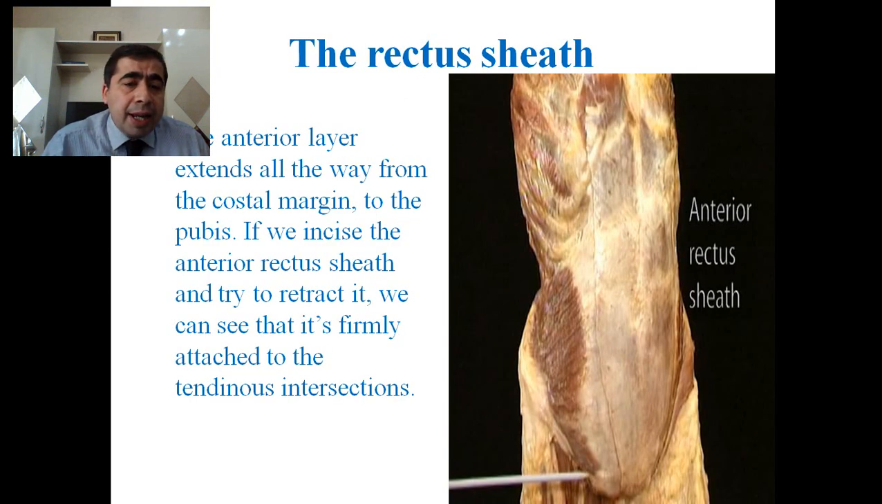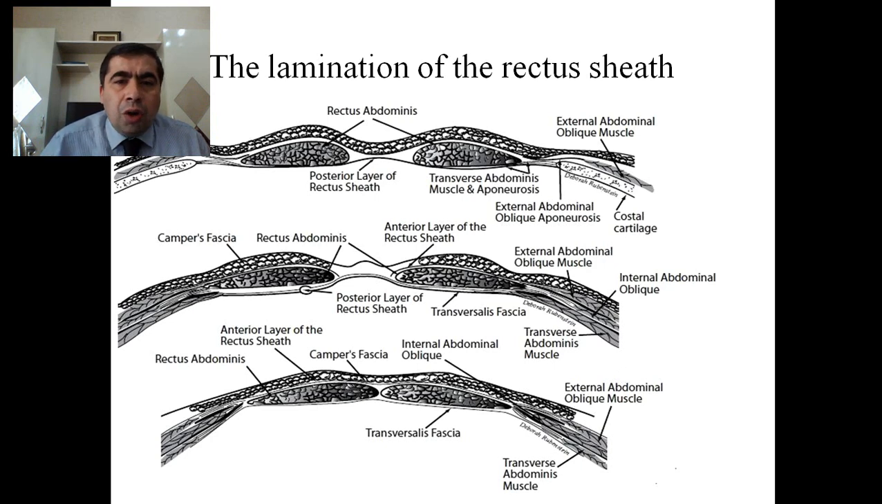The anterior layer extends all the way from the costal margin to the pubis. If we incise the anterior rectus sheath and try to retract it, we can see that it's firmly attached to the tendinous intersections. The lamination of this rectus sheath I've explained, but I want to repeat it.